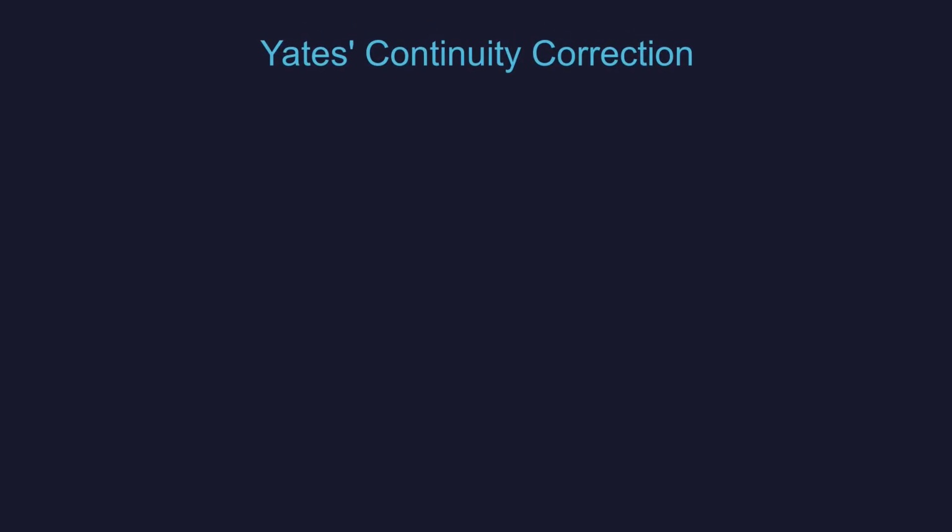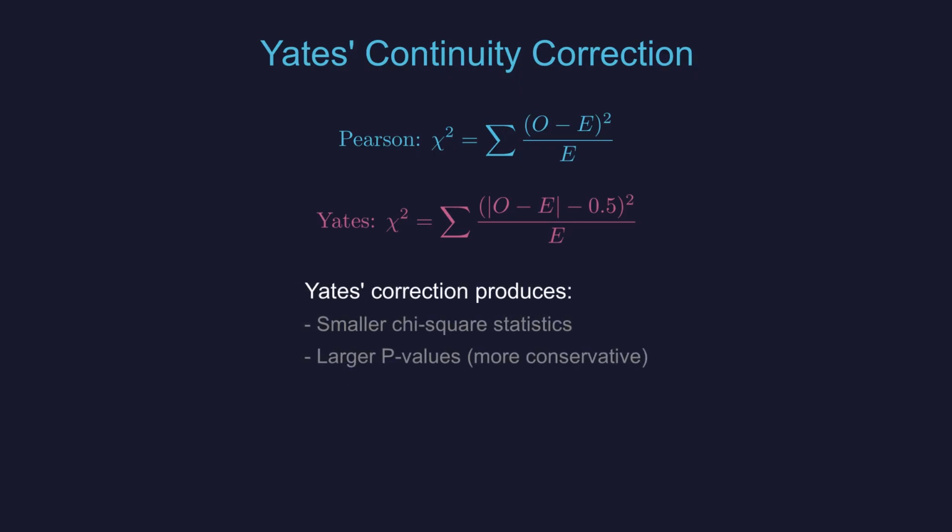There are actually 2 versions of the chi-square statistic used in practice. The Pearson chi-square, which we just computed, uses the straightforward (O minus E) squared over E formula. Yates' continuity-corrected chi-square subtracts 0.5 from the absolute value of O minus E before squaring. This correction produces smaller chi-square values and larger p-values, making it more conservative. Both versions are commonly used, but you should know both exist.